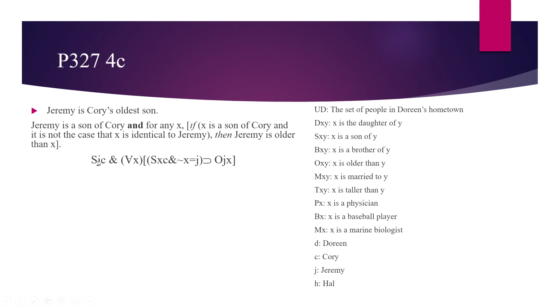Jeremy is the son of Corey, and for all x, if that x is a son of Corey and not the same person as Jeremy, then Jeremy is older than x. So this is how we get Jeremy is the oldest son, right? Jeremy is the son of Corey, and for any other son of Corey, Jeremy is older than them.